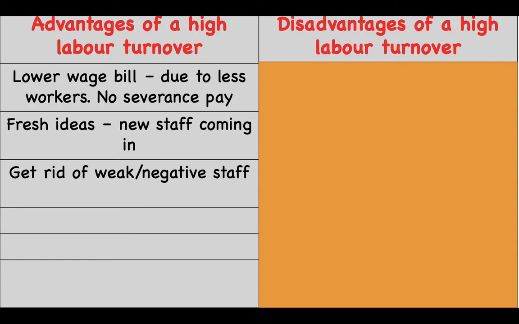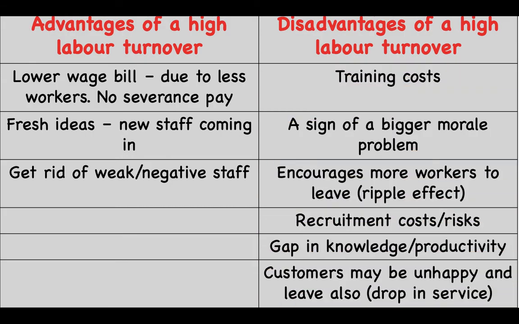So if we've got a high labor turnover, obviously that's going to reduce our wage bill, particularly if we don't replace them. Maybe we are using more capital, or maybe we're just overstaffed. So maybe we've got a lower wage bill due to less workers, and because we're not making them redundant, they're actually choosing to leave. They get no severance pay, so they get no pay when they leave the business. We get fresh ideas, so new staff are coming in, so it could bring in fresh ideas, and we might get rid of weak, negative staff that should have left anyway. Okay, so there aren't many advantages, but there are a few, and then you'll see there's many more disadvantages.